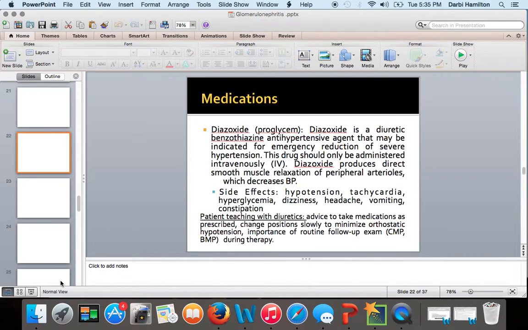Patient teaching with diuretics. We advise patient to take medication as prescribed, advise patient to change position slowly to minimize orthostatic hypotension, and the importance of routine follow-up for labs so as to monitor CMP and BMP during therapy.